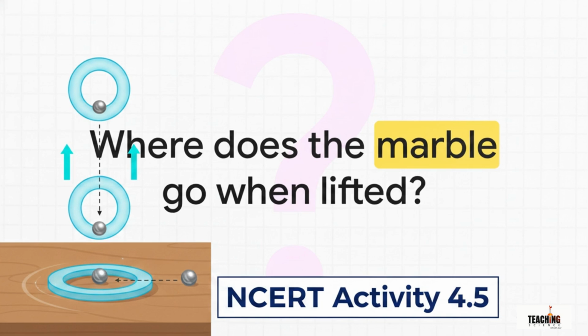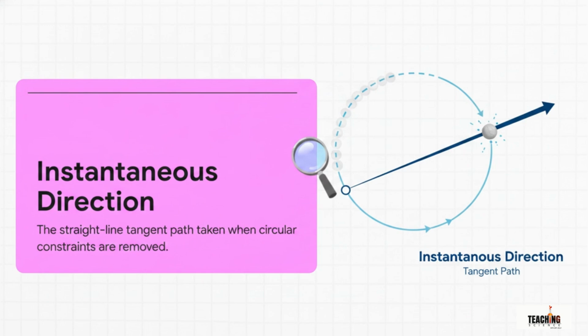It's moving in a circular path, right? Now, what do you think will actually happen if you suddenly lift the ring straight up while the marble is still moving? Well, the marble definitely doesn't keep curving. The exact moment you lift that ring and remove the physical boundary, the marble instantly shoots off in a perfectly straight line. Specifically, it takes a straight line tangent to the circular path at the exact instant it was released.